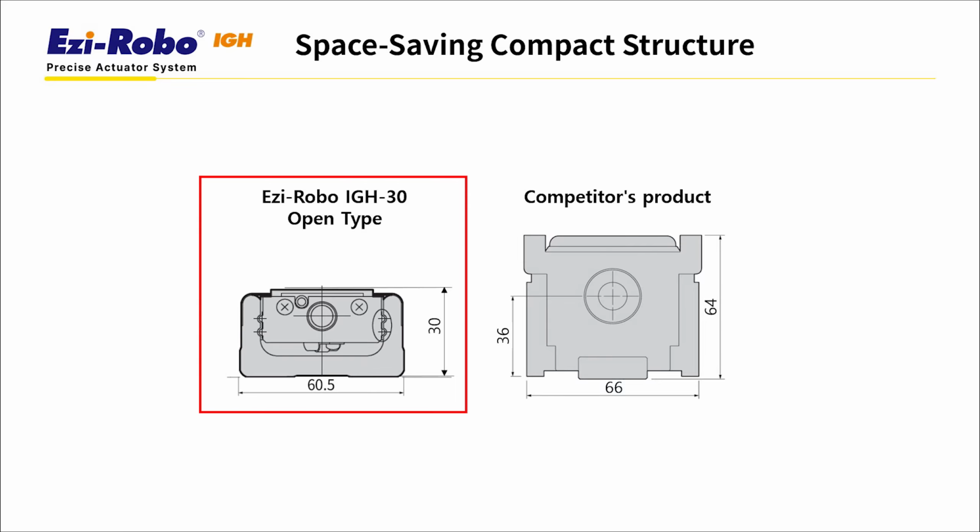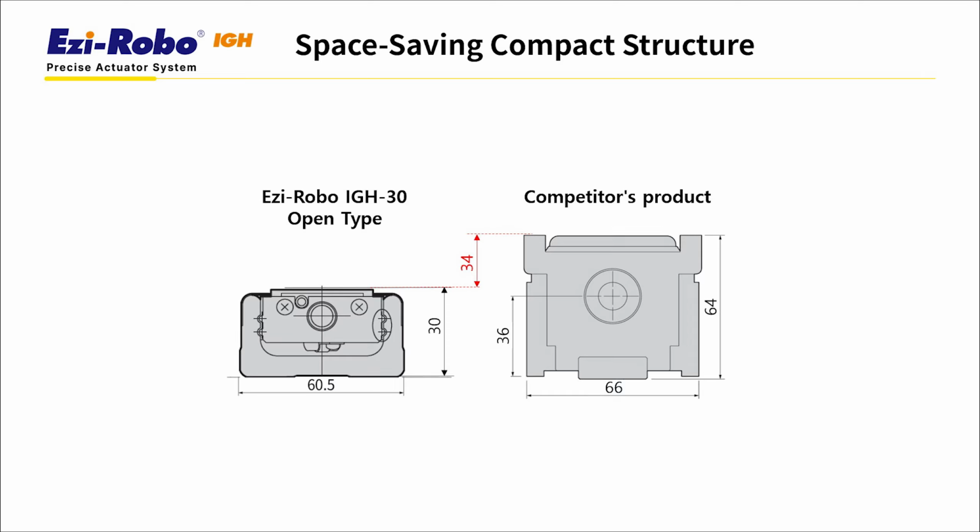If you decide to use the open type of Ezi-Robo IGH to reduce the design height, the height is reduced by 34 mm compared to competitor products, giving you the advantage of minimizing the overall equipment size during design.